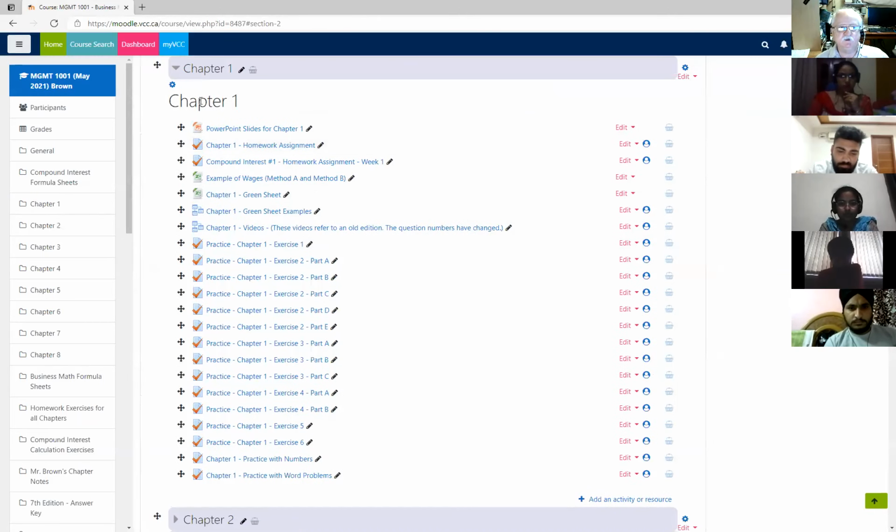So you can now see the chapter 1 page, and you can see the chapter 1 homework assignment and the compound interest number 1 homework assignment. Those two assignments are your homework for this week.